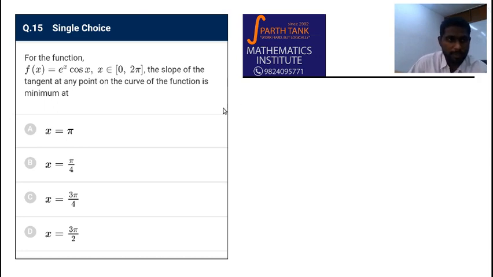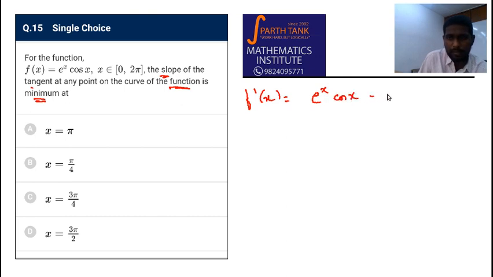For the function f of x is e power x cos x, x belonging to 0 to 2 pi alone, the slope of the tangent at any point on the curve of the function is minimum at. So the function which has to be minimized is the slope of the tangent. Slope of the tangent is nothing but f dash of x. F dash of x is e power x cos x if I keep cos x constant and differentiate e power x, and if I differentiate cos x keeping e power x, I get a minus sin x. So this let us take as some function of x, s of x, slope of x, let us say.